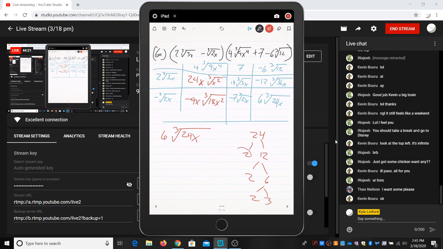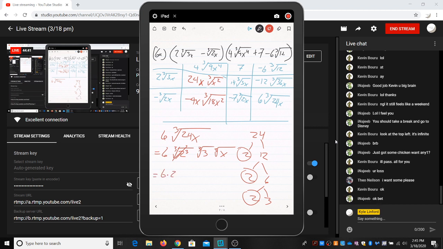And what do you know? I got 3 pairs of 2s there. All right. So we have 6 and the cube root of 2 cubed, and the cube root of 3, and the cube root of x. So we can break down the cube root of 2 cubed into 2. So we have 6 times 2. And the cube root of 3 and the cube root of x just come back together. So we end up with 12 cube root of 3x.